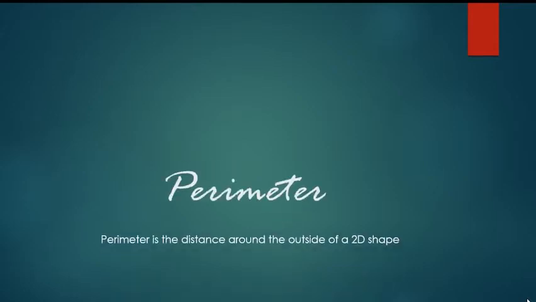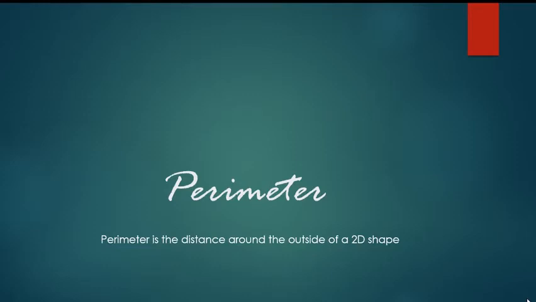Perimeter. Perimeter is the distance around the outside of a 2D shape. This could be the fence around a yard. It could be the baseboards in a room or the crown molding in a room. It could even be the frame around a picture.